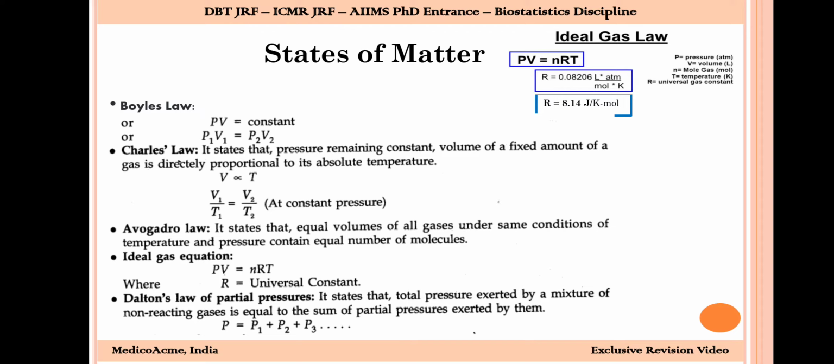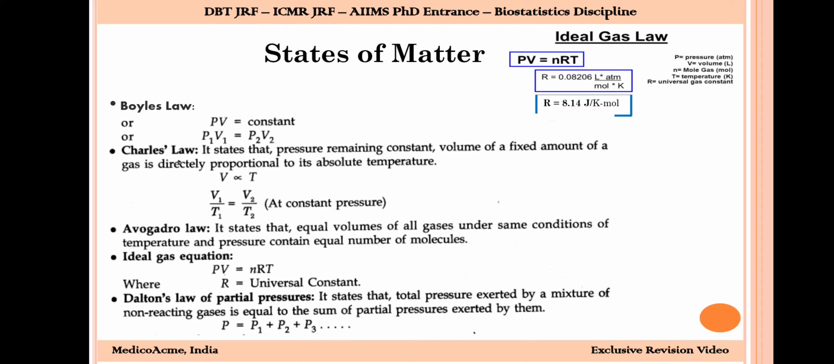Avogadro's law is the relation between the volume of a gas at the same conditions and the number of molecules. Volume and number of molecules are related by Avogadro's number, and with this, after all these derivations, the ideal gas equation PV equal to nRT comes into existence.